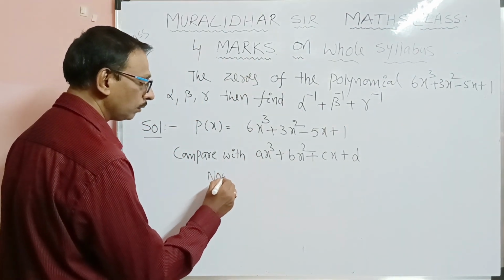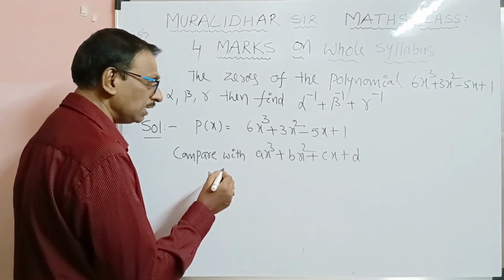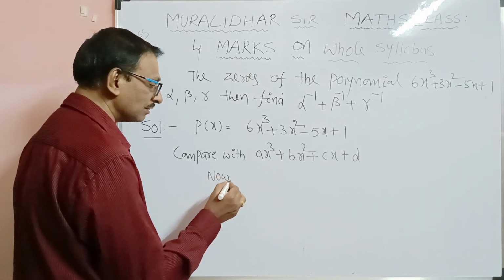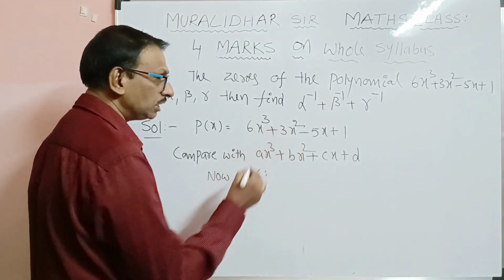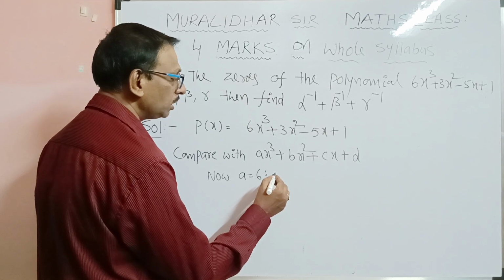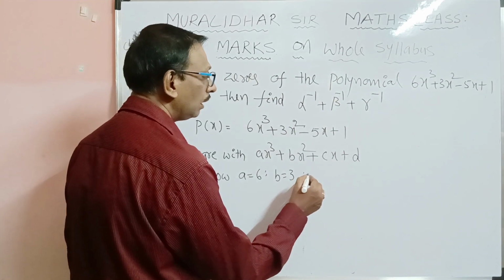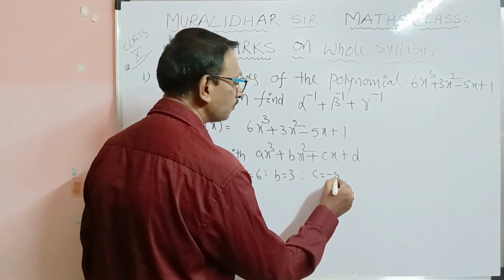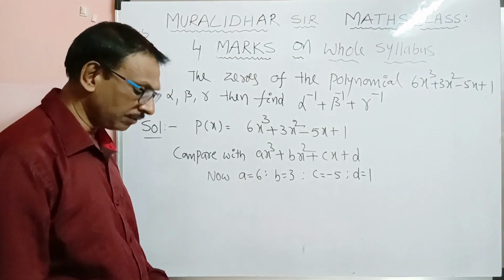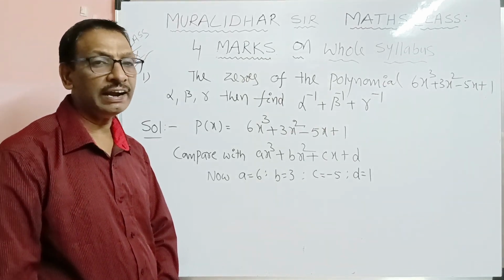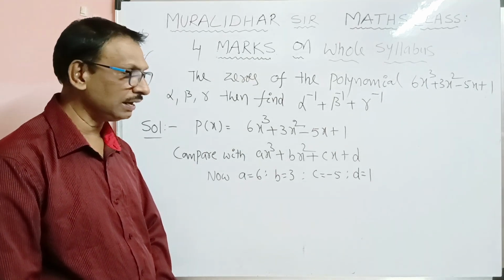Now the coefficient of x cube is a. From the given equation, the coefficient of x cube is 6, so a is equal to 6. X square coefficient is b, and it is 3, so b is equal to 3. Now c is equal to minus 5 and d is equal to 1. You compare the given equation with our standard form and find the values of a, b, c, d.